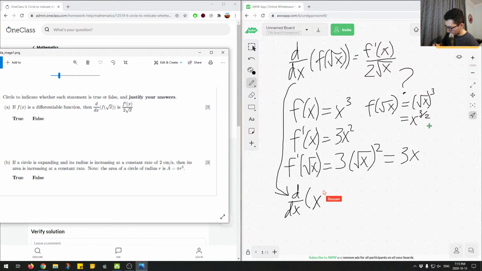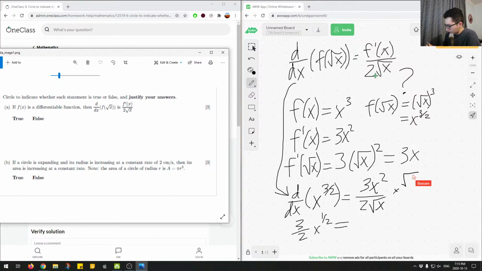So we would just plug this in, so x to the 3 over 2. Does it equal, so we'll substitute in f prime of x, so 3x squared, and then we have divided by 2 square root of x. So on the left side we would have 3 over 2 x to the half, and then on the right side, if we multiply both top and bottom by square root of x to get rid of the square root at the bottom.